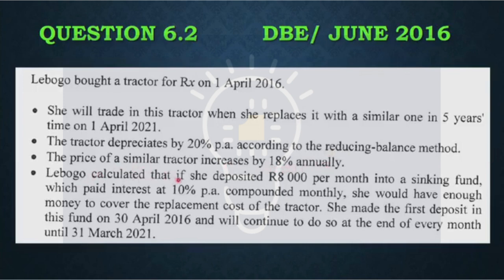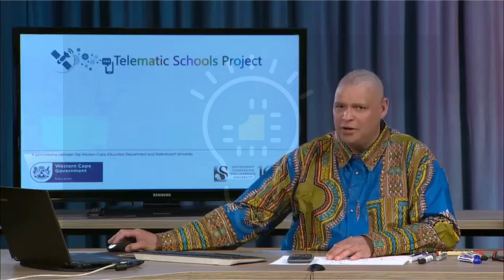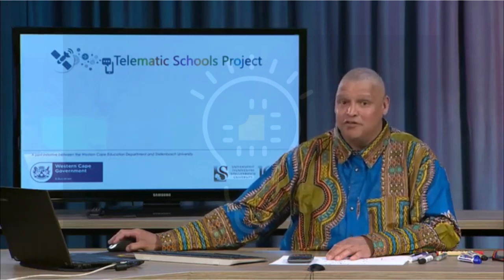Then she calculated that if she deposited 8,000 Rand per month into a sinking fund, you may remember that is a very good financial arrangement that is set up whenever an asset is bought, which paid interest at 10% per annum, compounded monthly, she would have enough money to cover the replacement cost of the tractor. She made the first deposit in this fund on the 30th of April 2016, and she will continue to do so at the end of every month until the 31st of March 2021. You may be saying, my goodness, what a lot of information. Don't give up and don't give in.